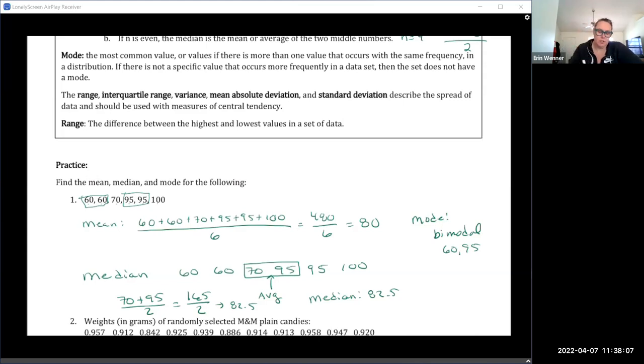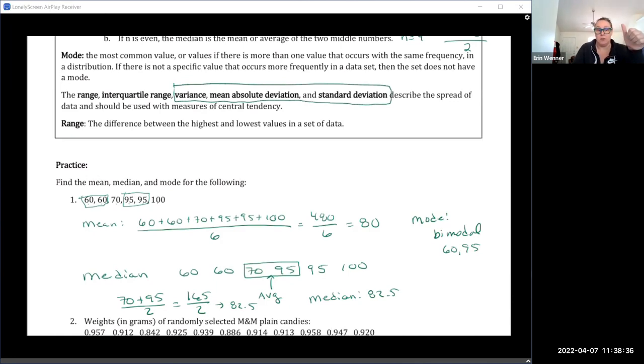So just some additional terminology. First of all, mean, median, and mode are all measures of central tendency, meaning they measure how the data is centered. But then you have the range, and then something called the interquartile range, the variance, the mean absolute deviation, and the standard deviation. We're going to talk about all of these values later. We're not talking about those right now.